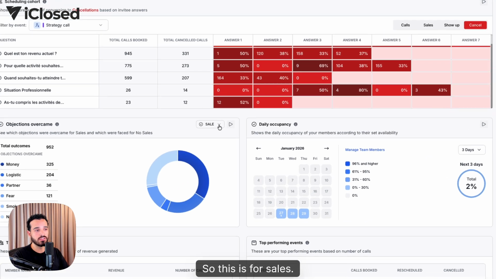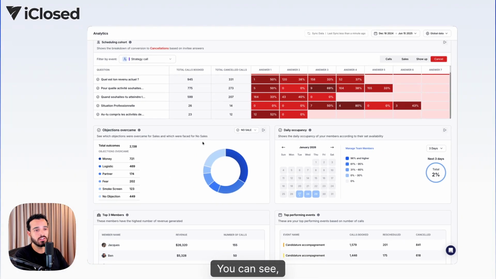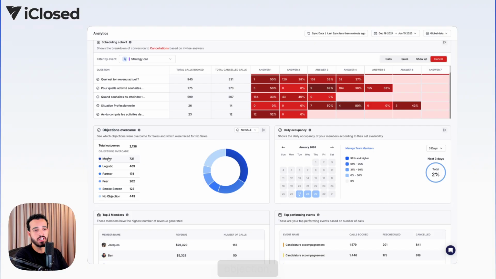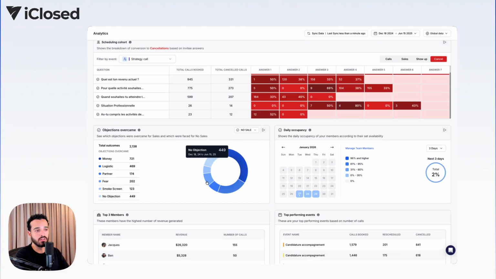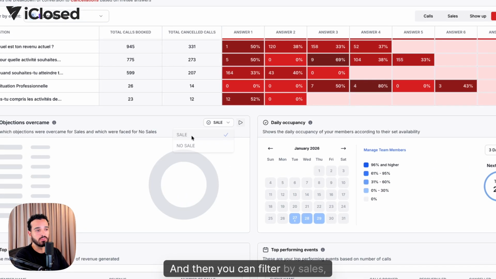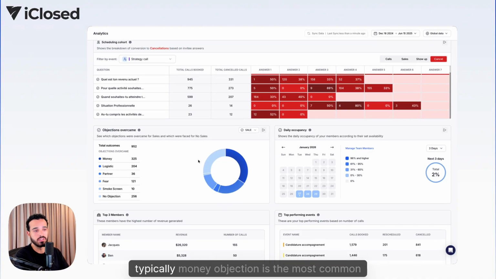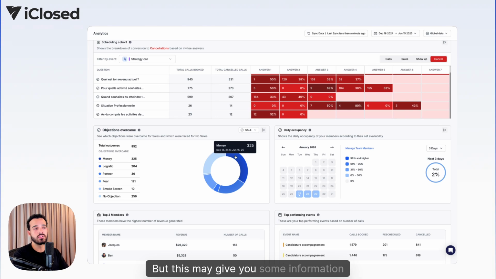So this is for sales, and then you can also filter by no sales as well. So no sales, you can see, obviously, typically the most common objection is the money objection, but you can see all the other objections that we were not able to overcome as well. And you can see them in this pie chart here as well. And then you can filter by sales, so you can see all the objections that were overcome. And of course, typically money objection is the most common objection, but this may give you some information that you need in order to make different types of business decisions.